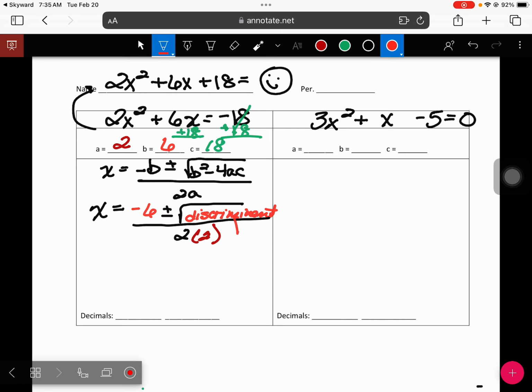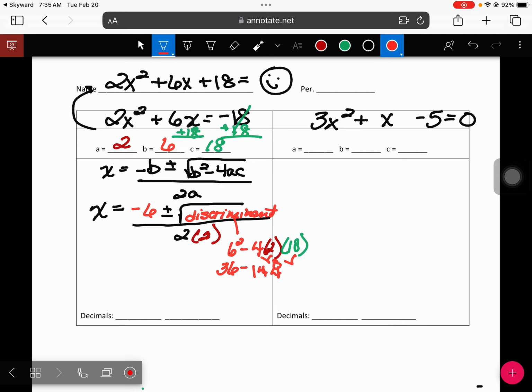You okay? All right, so let's find the discriminant. B squared, so b is 6. So I'm going to take 6 and square it, and then subtract 4 times a, which is 2, times c, which is 18. Ew, that's going to be pretty big. 6 squared is 12, right? No, I was trying to throw you off. 6 squared, 36. 6 times 6, yes, 36, minus 4 times 2 is 8, and 8 times 18 is 144.